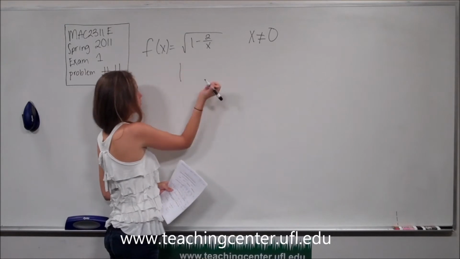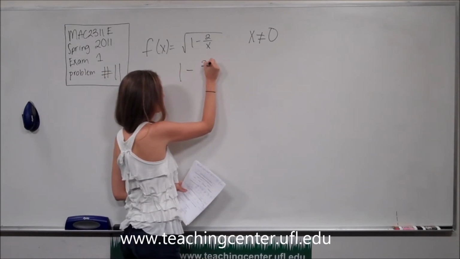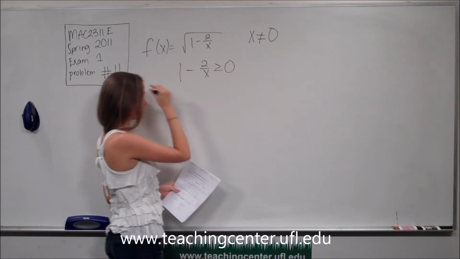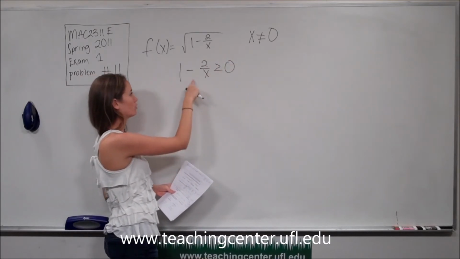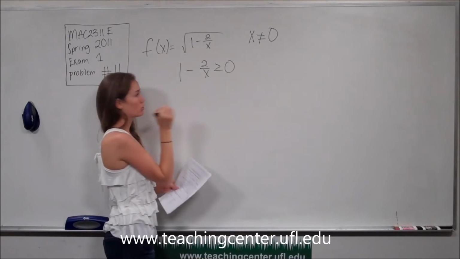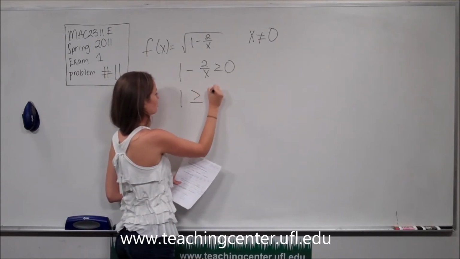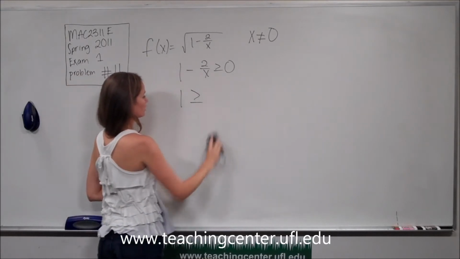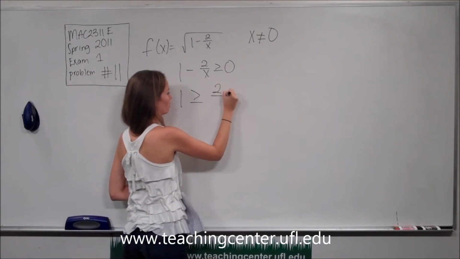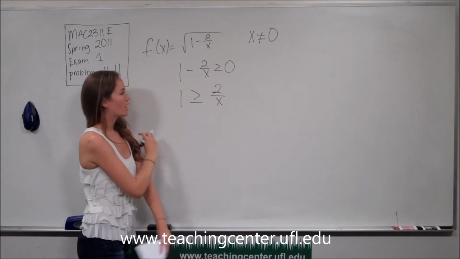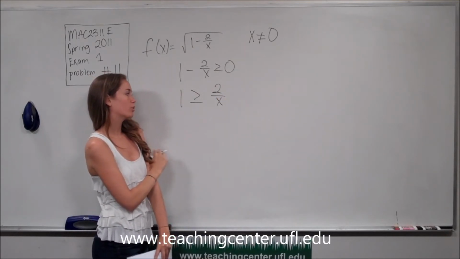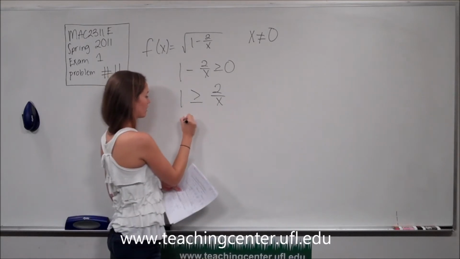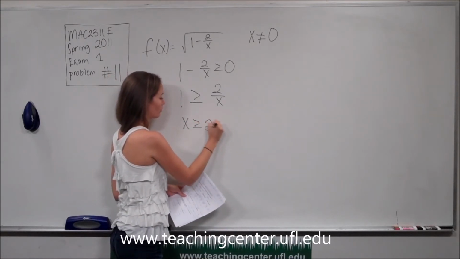So we're going to solve the inequality 1 minus 2 divided by x greater than or equal to 0. What we're going to do is add 2 over x over, so then we get 1 is greater than or equal to 2 over x. Now we can multiply our x over, and assuming that x is positive, we get that x is greater than or equal to 2.